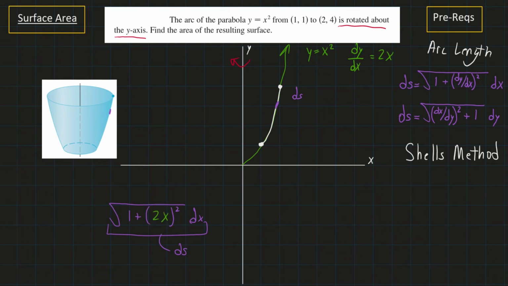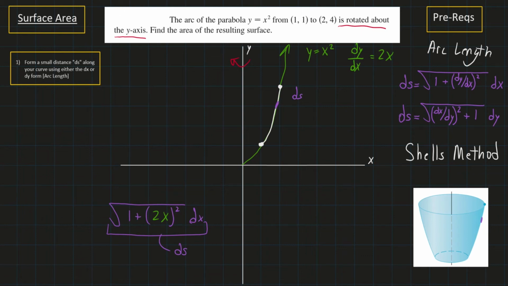Okay, so what we have now is an equation in which I can plug in some x, and what comes out is the tiny distance on our curve at that x location. So that's our first step up here: from that small distance ds, using either the dx or the dy form to get us that ds. This is straight from arc length.